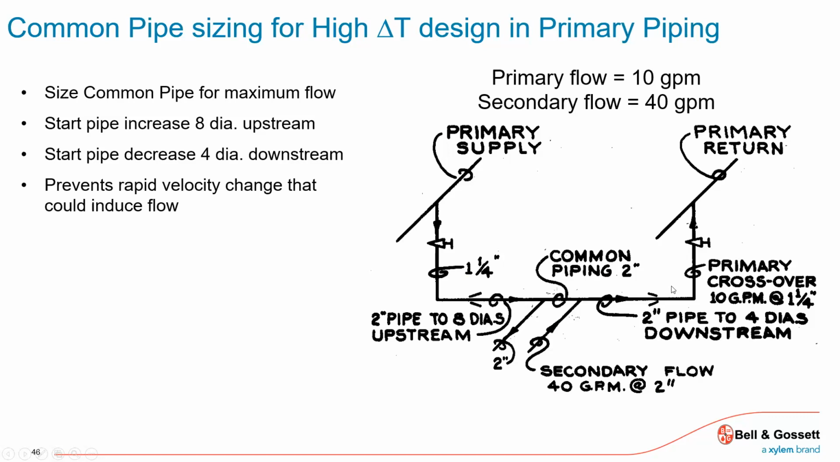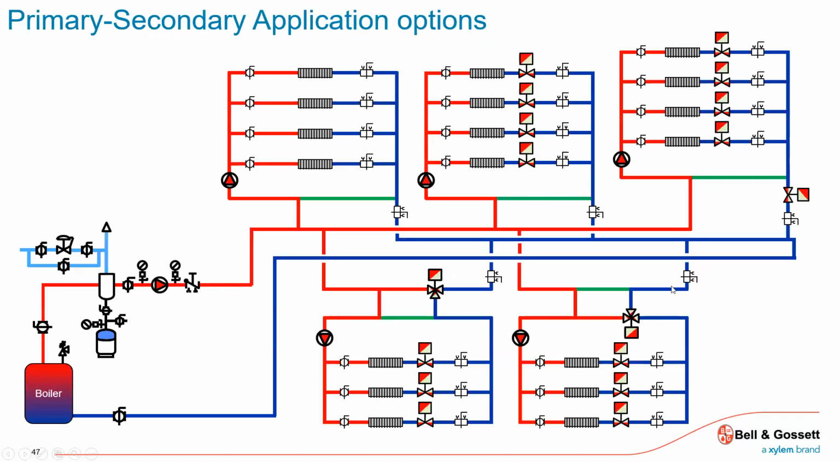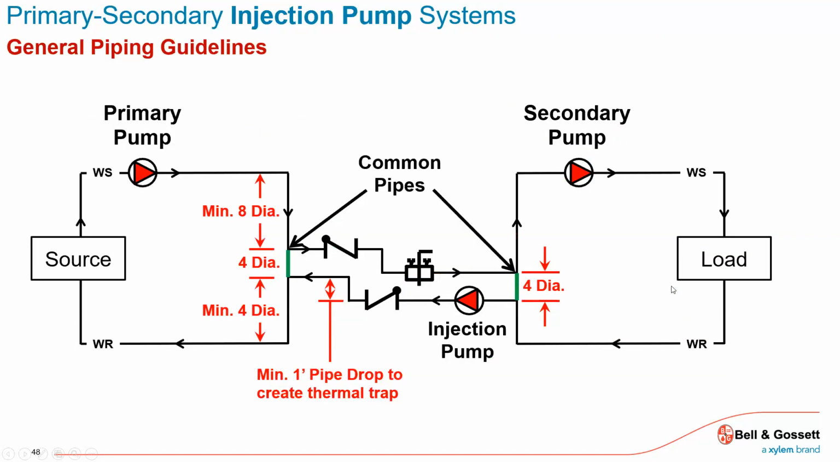So this common pipe, size it for high delta T design and primary piping, perhaps. If you have a scenario where these flow rates on the secondary are much higher than your crossover, then these are just little piping techniques to prevent any kind of induced flow. Upstream of the T, downstream of the T, there are these little rules that come about slowing down the velocity, so I have some proper mixing and not increasing the velocity.